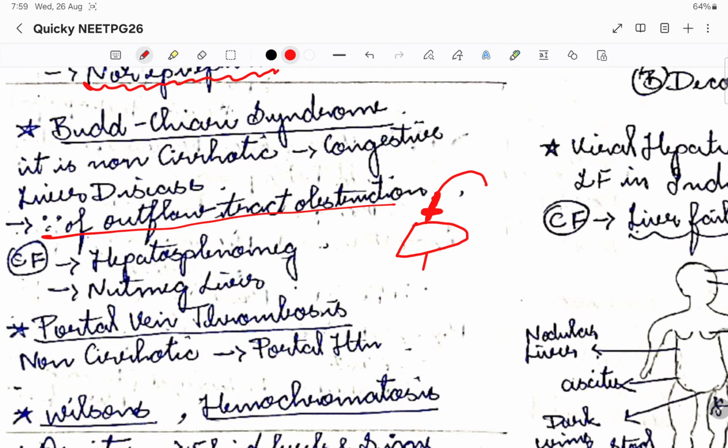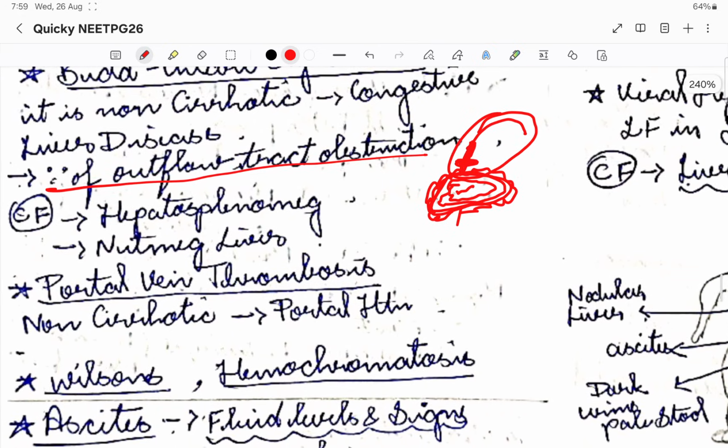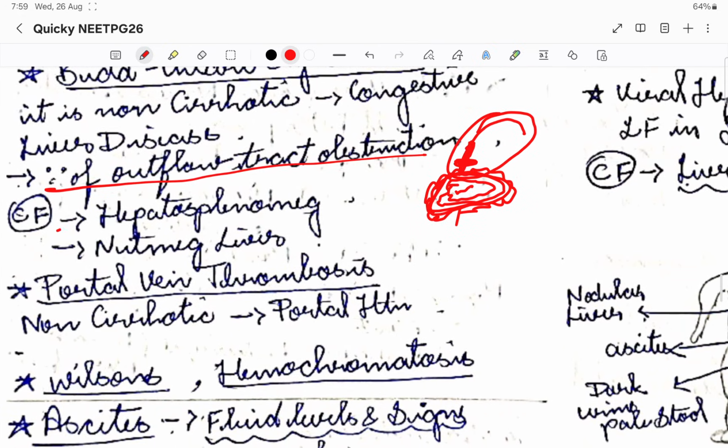There is increased congestion, right? Because there is increased congestion in the portal triad, in the portal vein, it might eventually lead to cirrhosis. So this is a non-cirrhotic liver disease. Budd-Chiari syndrome is this one, and this is how the pathogenesis occurs. What are the clinical features? Basically hepatomegaly and nutmeg liver. It looks like a nutmeg.